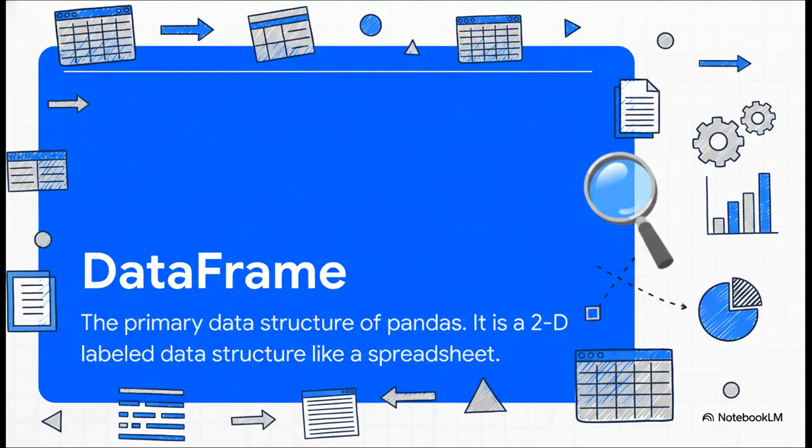The absolute star of the show in Pandas is something called the data frame. This is the main thing you'll be working with 99% of the time. Just think of it as your main case file. It's a two-dimensional table, with rows and columns, just like a spreadsheet. But as you're about to see, it is so much more powerful.